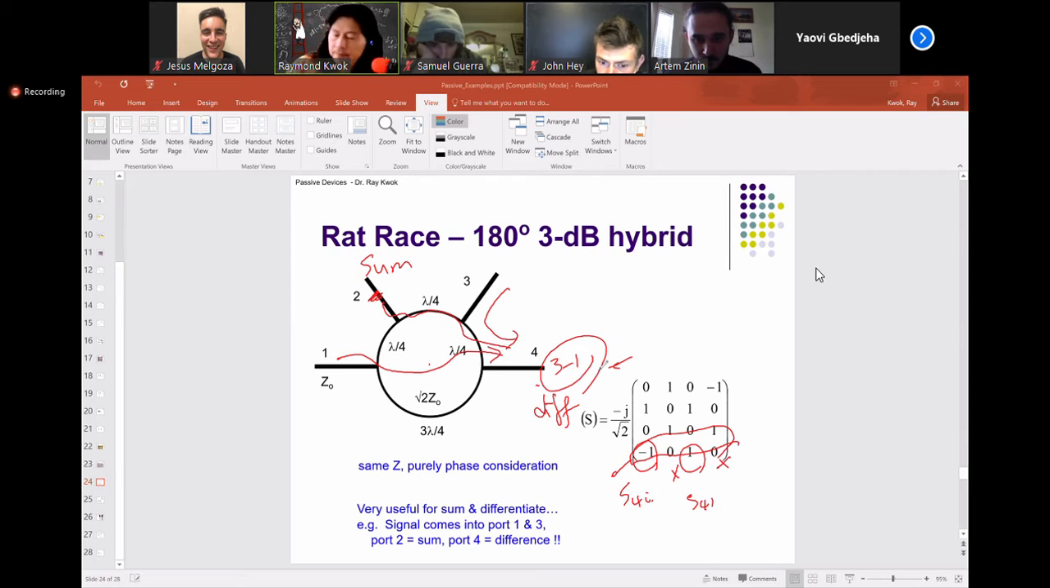So S41, let's say S41, for instance, does that not mean power going to 1 and coming out of 4? No, it's power going to 4 coming from 1. S41 means going to 4 from 1.